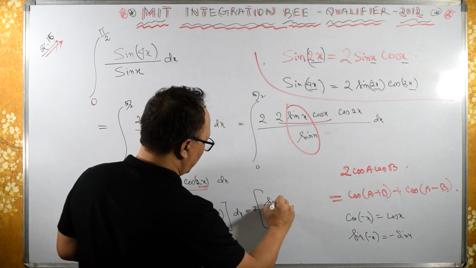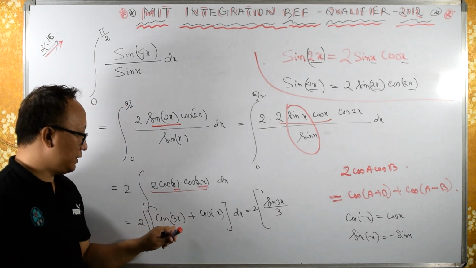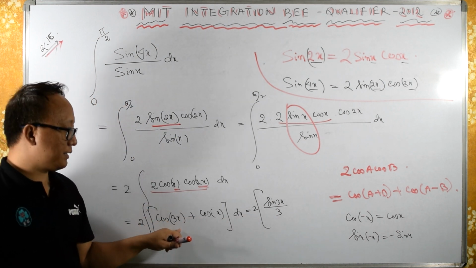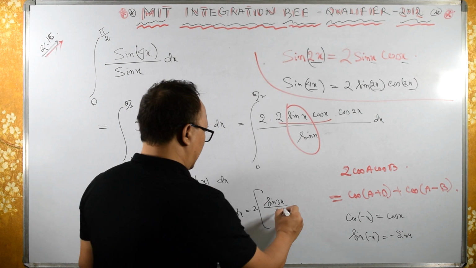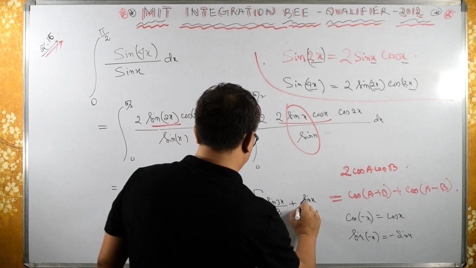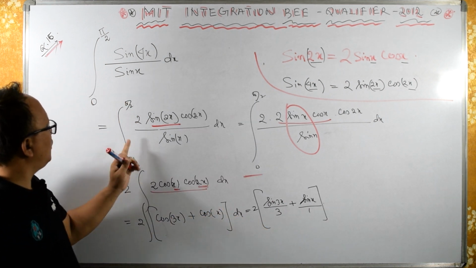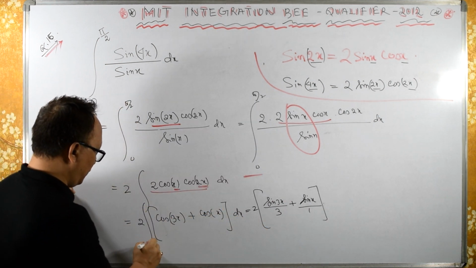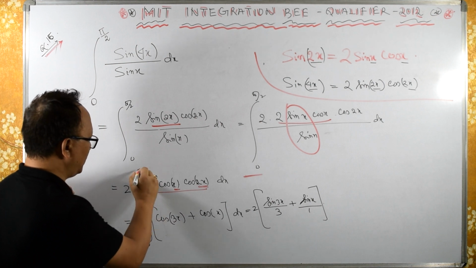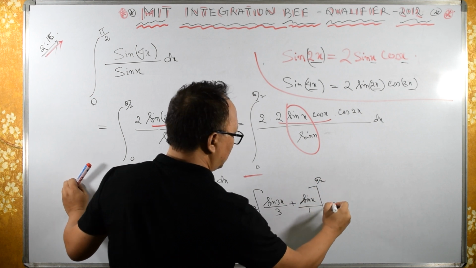sine of 3x upon 3. Why 3? Because I need to differentiate 3x with respect to x, therefore 3 comes. And then plus here sine of x upon 1. Now our limit is from 0 to pi by 2. Here the limit is from 0 to pi by 2, here also 0 to pi by 2, and here the limit is from 0 to pi by 2.